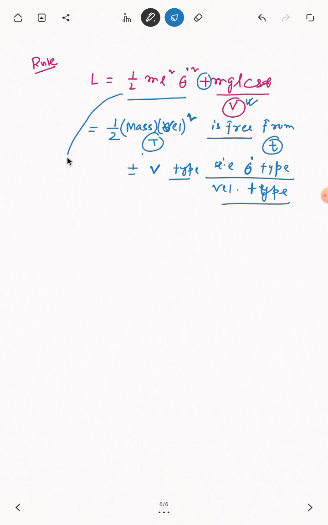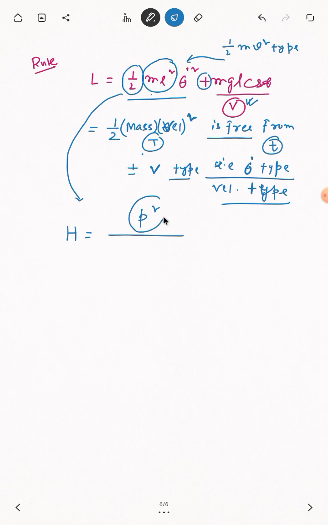Now just compare it with this. What is the mass? Mass is obviously m l square, because this is mass into velocity, here theta dot square, and half should always be there, because we remember one thing: it should be converted to half mass into velocity square type, and we should not have theta dot or t in potential energy. In that case, the Hamiltonian will be, in the numerator we should always have p square, and in the denominator 2 into that mass.